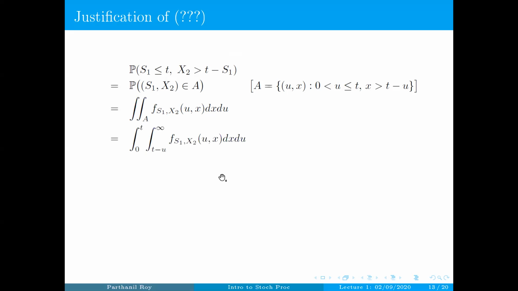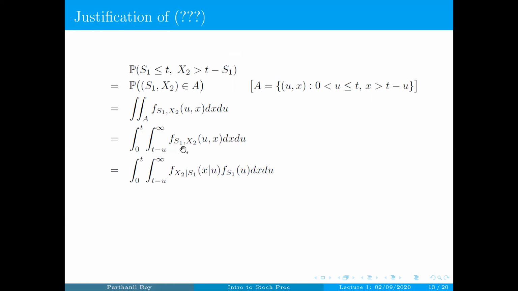Now, integrating on A is same as integrating like this. If you look at the joint density, you integrate on u from 0 to t. That is what is said here. And for every fixed u, you integrate x from t minus u to infinity. That's what the second thing says here. So integrating on A, this double integral can be written as a repeated integral like this.